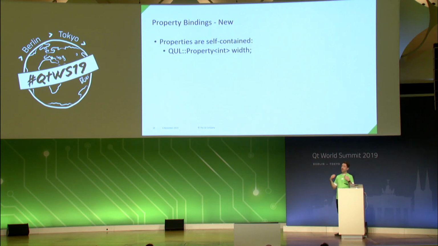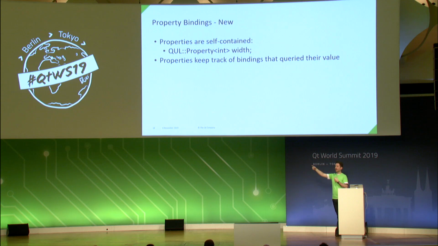We've made it object-centric. Instead of being all centered around classes and objects, the property itself now has everything it needs to be a full citizen in this world of properties and relationships and bindings. So a property is a template type in C++ for us, and the type is the data it encapsulates. The property has the data itself. It knows when somebody wants it, and it also knows when somebody gets it and changes it. So properties also keep track of any binding that queries them.